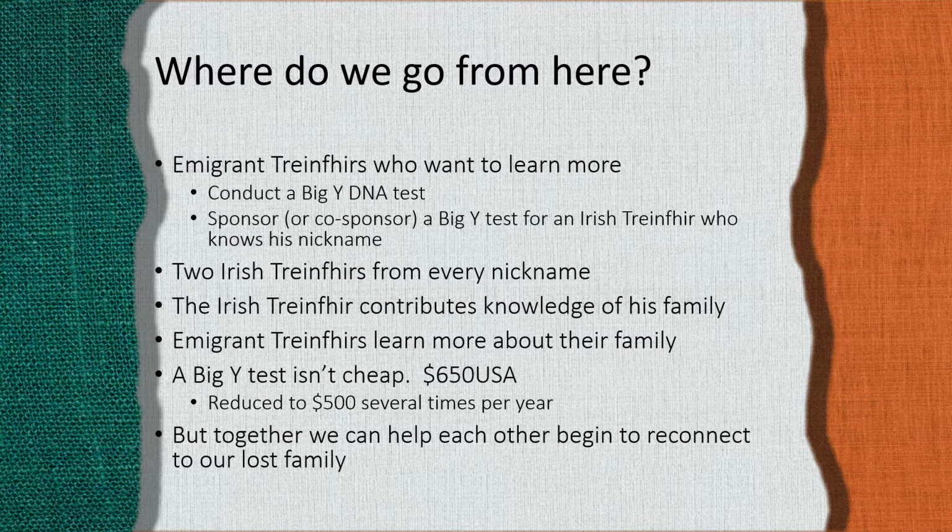Emigrant Treinfhirs who want to learn more can conduct a Big Y test to find out about their genetic ancestry, but they can also sponsor or co-sponsor a Big Y test for an Irish Treinfhir who knows his nickname and knows his family history. I'm suggesting that two Irish Treinfhirs from every nickname ultimately be sampled for DNA. The Irish Treinfhir contributes knowledge of his family and his history, his townlands, his ancestry, and family legends. Emigrant Treinfhirs who left Ireland learn more about their family as a result.